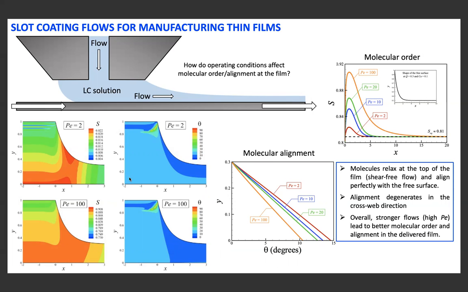And what is interesting is that the alignment of the molecules is not uniform across the film. So usually when we have a film of those solutions, at the top of the film, the molecules are very well aligned. And as we move down towards the substrate, the solid wall, the alignment degenerates because of shear effects. So here we are studying how we can control the alignment of the molecules in a film to ensure good properties in terms of conductivity, for example, and changing the operating conditions to ensure the best properties possible.